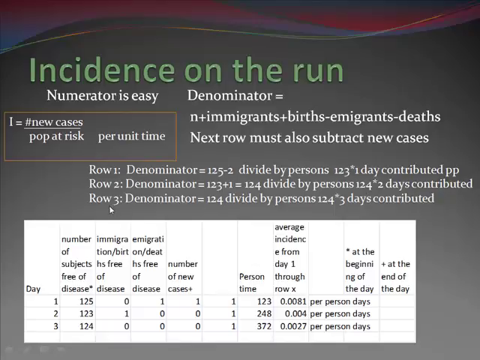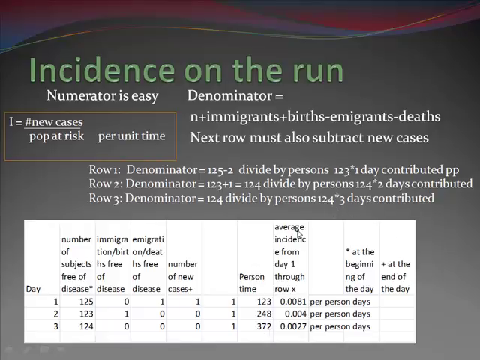And likewise, row 3, we start with our population at risk, which is 124 from the end of the last row. On day 3, there were no immigrations or births, no emigrations or deaths, and no new cases. So the only thing that changed on day 3 was the number of days. So we're going to be summing the number of days here, so that now we're going to have our number of new cases, 1, divided by 124 people times 3 days contributed, or 372.